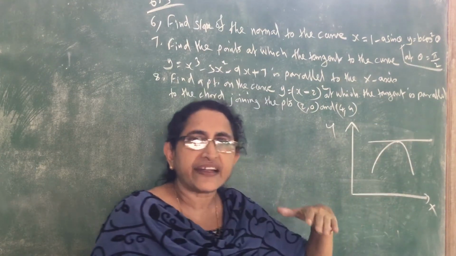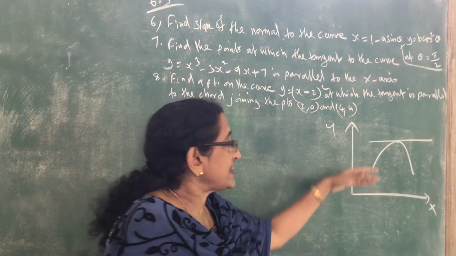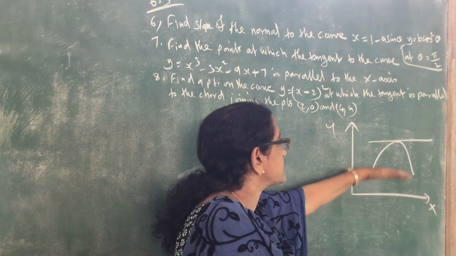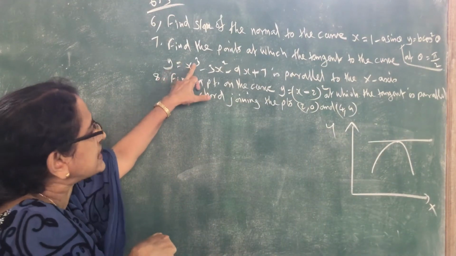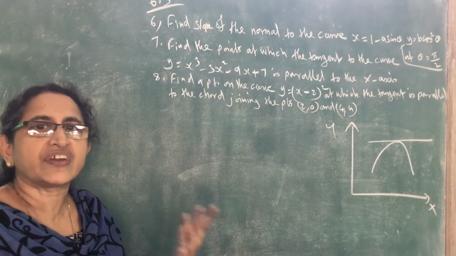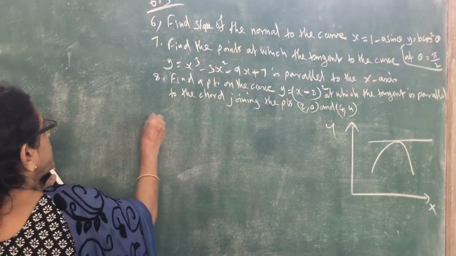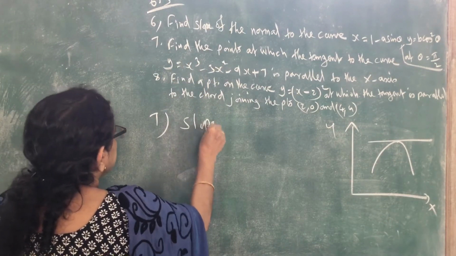We know if a line is parallel to the x-axis, the slope of that line is 0. So when the tangent is parallel to the x-axis, slope of the tangent equal to 0. So we can find the slope of the tangent, then write slope of the tangent equal to 0, then we can find the points. So first we have to find the slope of the tangent.